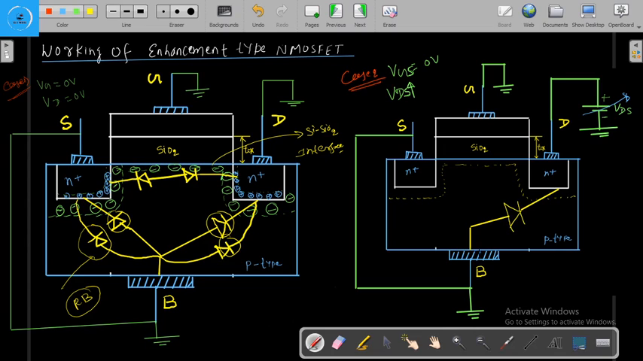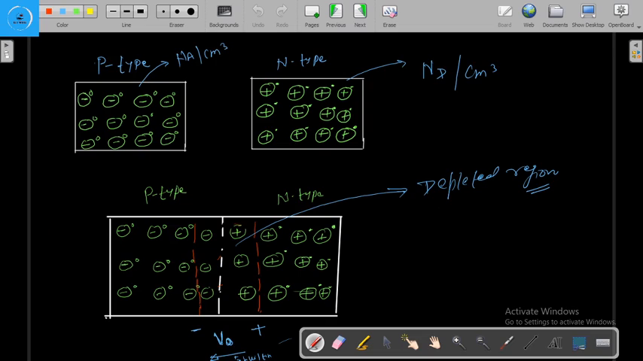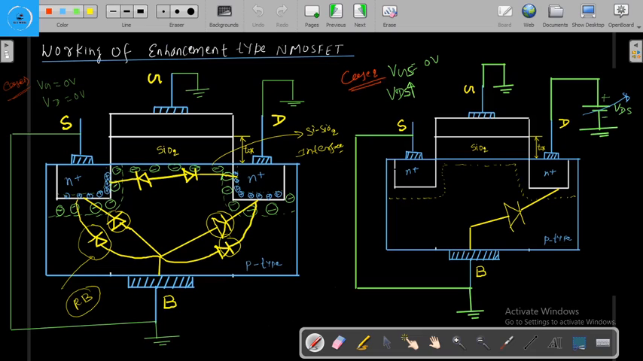When we kept this substrate at the ground potential and increased the voltage at the drain terminal, this diode will go into the reverse bias. And when any PN junction diode goes into the reverse bias, its depletion region width will be increased. So when we increase the drain voltage, the depletion region width will increase.